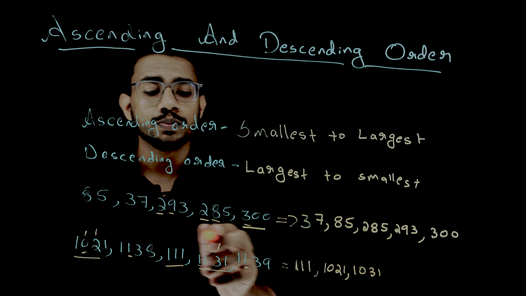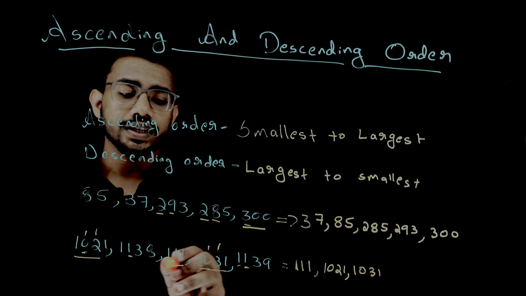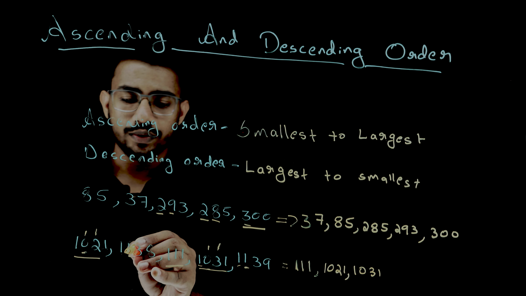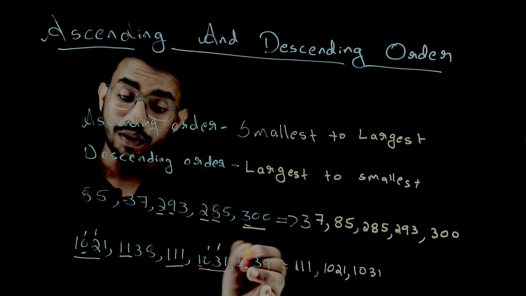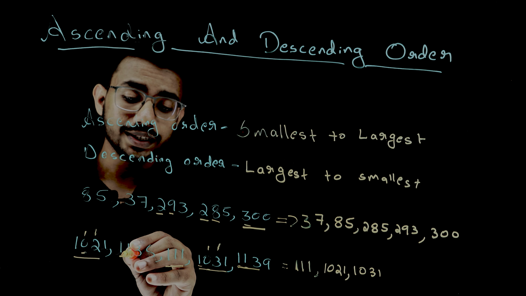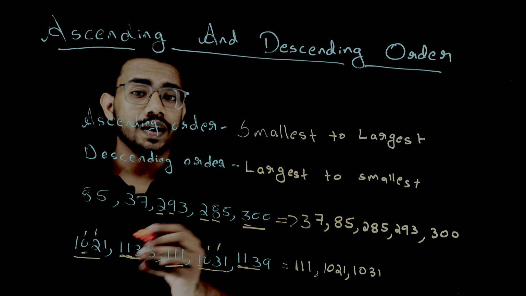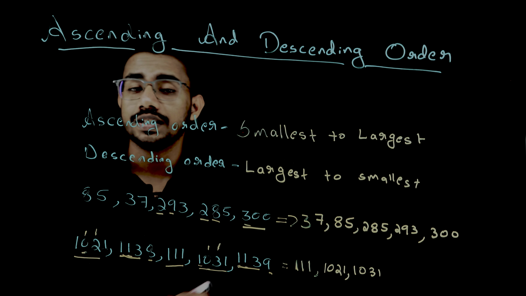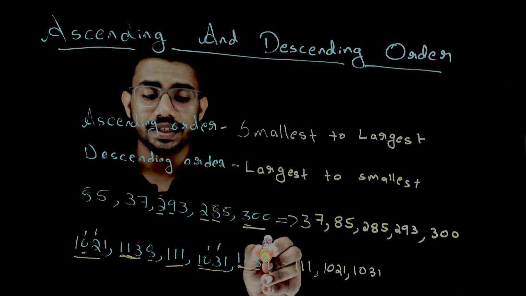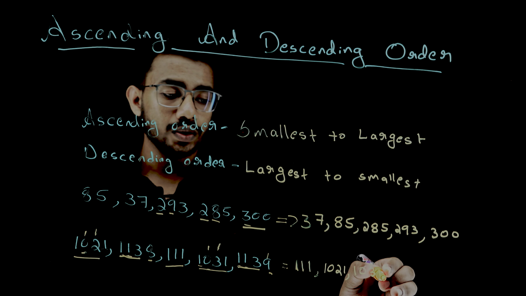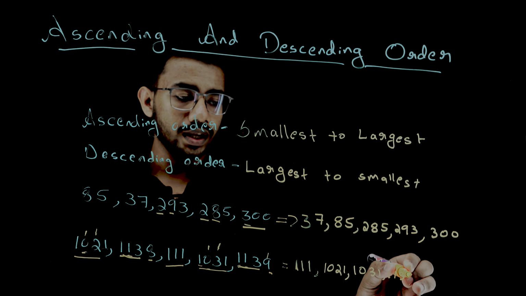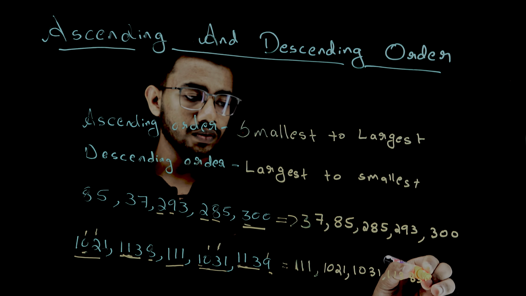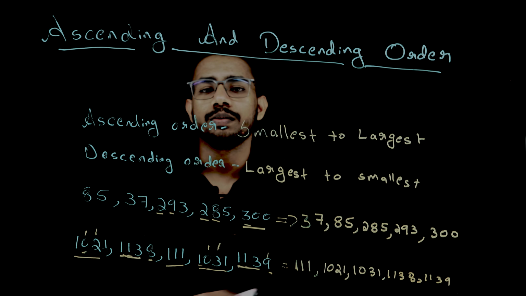Now I'm having 2 more numbers remaining, 1138 and 1139, and I know that the first 3 digits are the exact same thing. So I have to compare the last digit, that is 8 and 9, which is larger? 9 is larger, so I will be writing 1138 and 1139. This will be the ascending order.